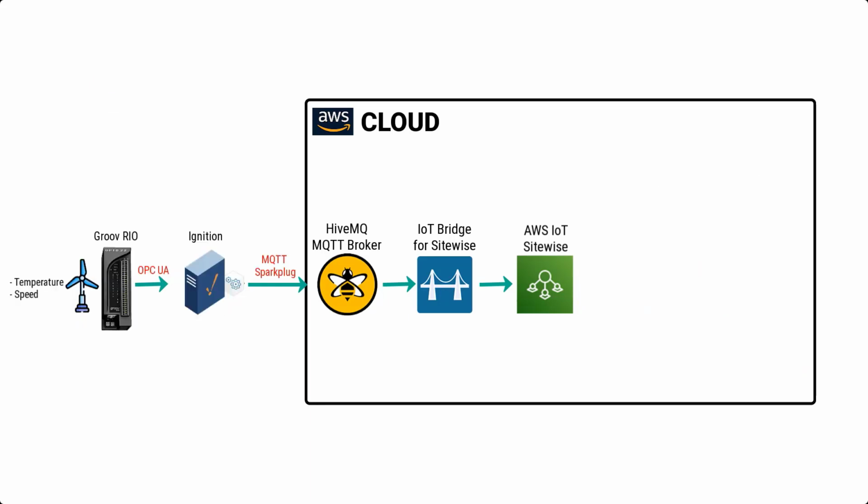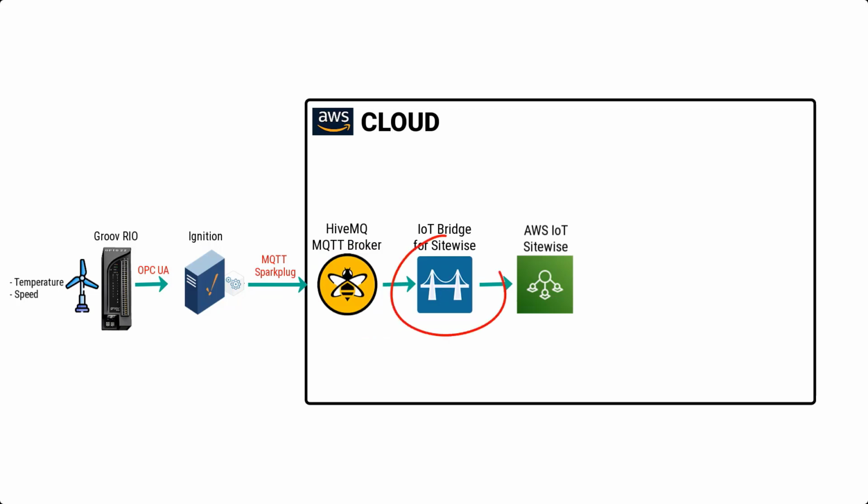To demonstrate this, I'm going to use an Opto 22 Groov RIO as my data source at the edge. I'll expose its temperature and speed measurements representing wind turbine data via an OPC-UA server embedded on the device. I'll then use Inductive Automation's Ignition gateway together with an Ignition module from Cirrus Link called MQTT Transmission to collect data from the OPC-UA server and transmit it only when change is detected to a HiveMQ MQTT broker, which I'll deploy on the AWS cloud platform.